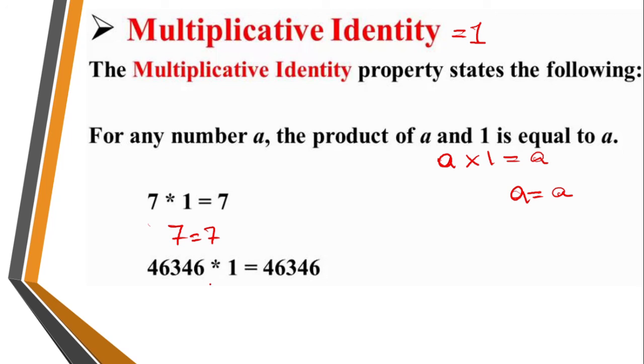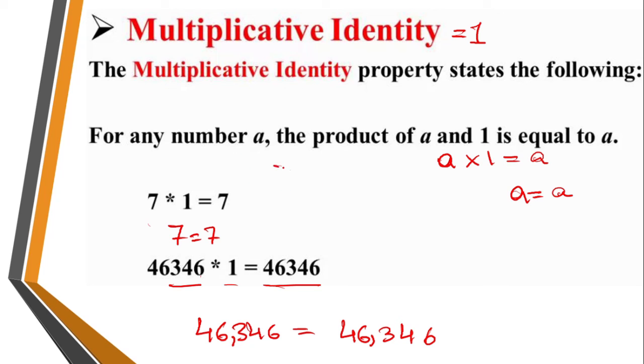Not only this number, if we take another number like 46,346 into 1, it will be 46,346 only. Here also it's not changing the value. Right, 46,346 is equal to 46,346. But if we do the same with 0, why can't we do it with 0? Let's see.